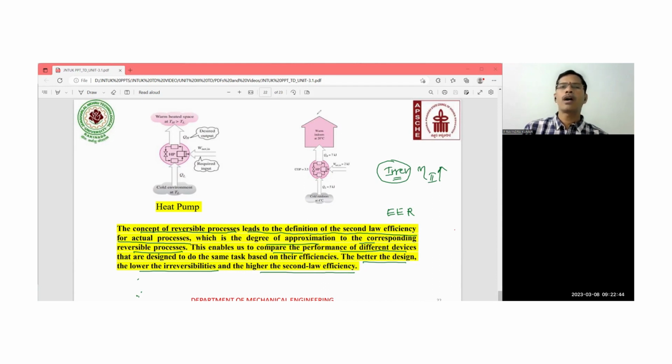So this is all about today's class: the second law and its importance, why to study the second law, what the limitations of the first law of thermodynamics are, and what the performance parameters of a heat engine, refrigerator, heat pump, and air conditioner are.